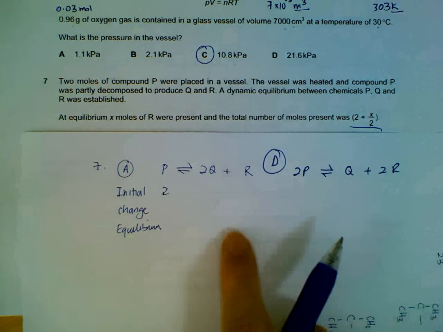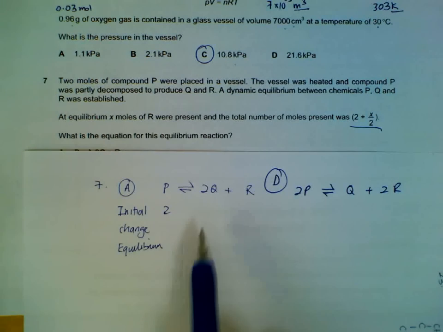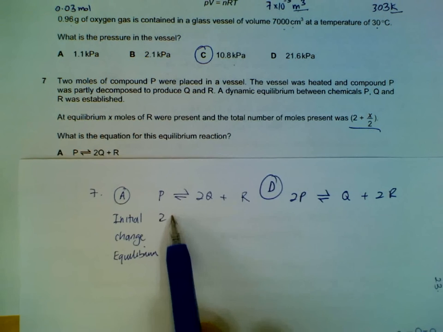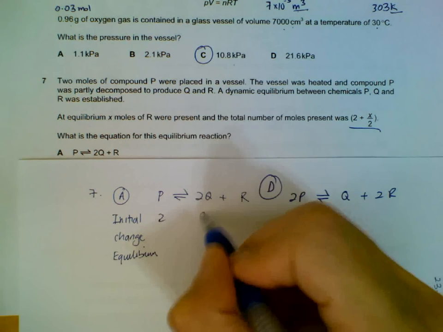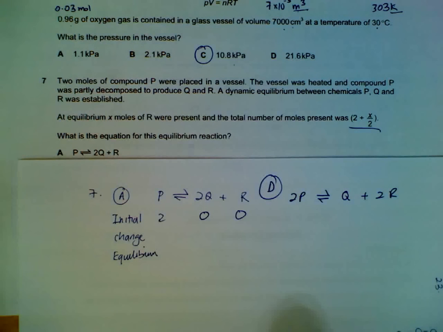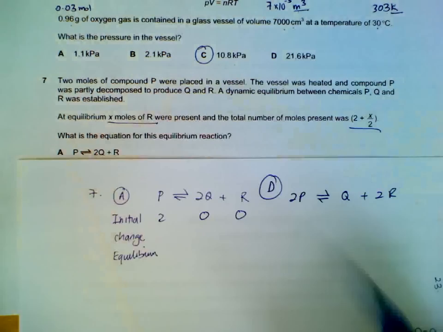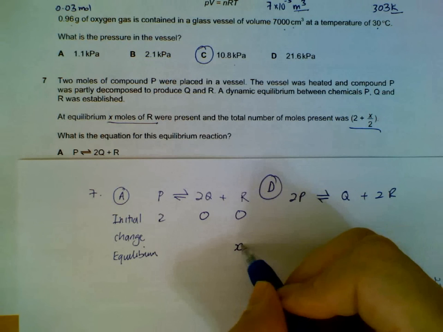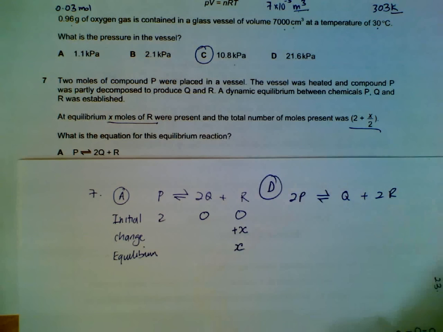If the equilibrium was A, we try to fill in the information for initial, change and equilibrium. Using option A, P, 2Q and R, we actually added 2 moles of P at the start, so 0, 0 and 2. The change, we are not sure what it is, but we know that x moles of R was present. So we put x moles of R at equilibrium. And then we know that the change for R must be plus x.